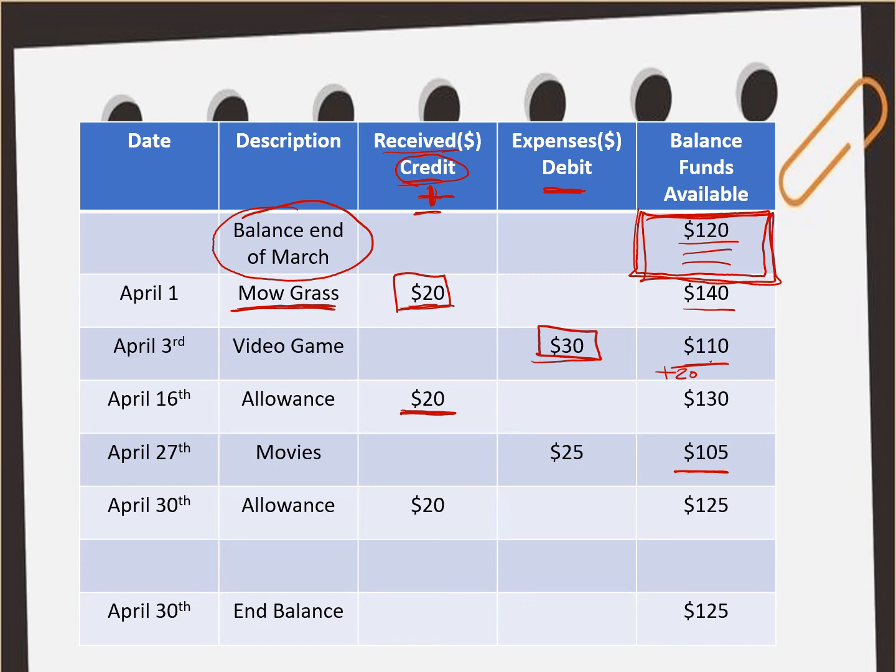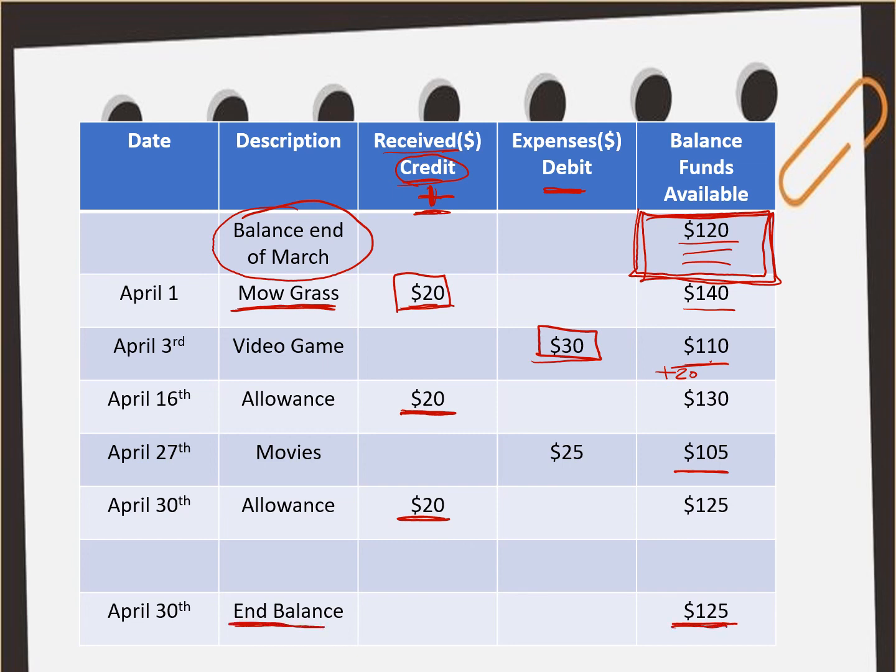And then on April 30th, again, your parents give you another allowance because you've done really well with your chores around the house. So you earn $20. That is a credit. So you're going to add $20. $105 plus $20 gives you $125. That's the end of the month. So the end of April, April 30th, your end balance is $125.